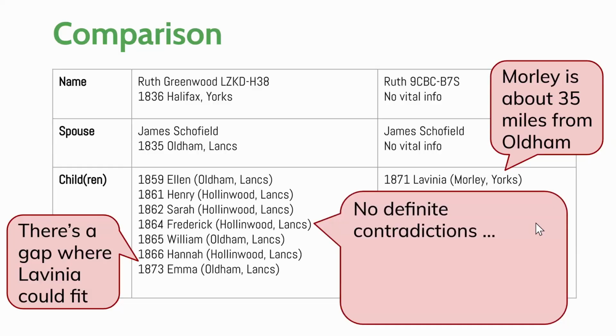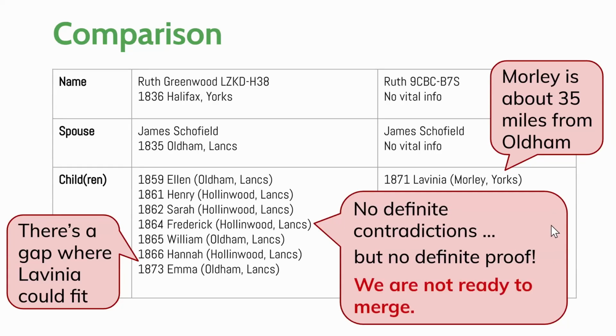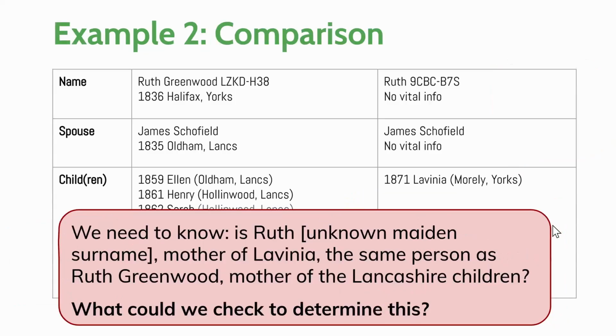There's no definite contradictions, but here's the thing. There's also no definite proof. We're not yet ready to merge. So I find it helpful to try and formulate a question that I need to answer in order to be confident that the two women are the same. So here's the question that I formulated, and this isn't the only way to ask it, but this is one way. This is what was helpful for me.